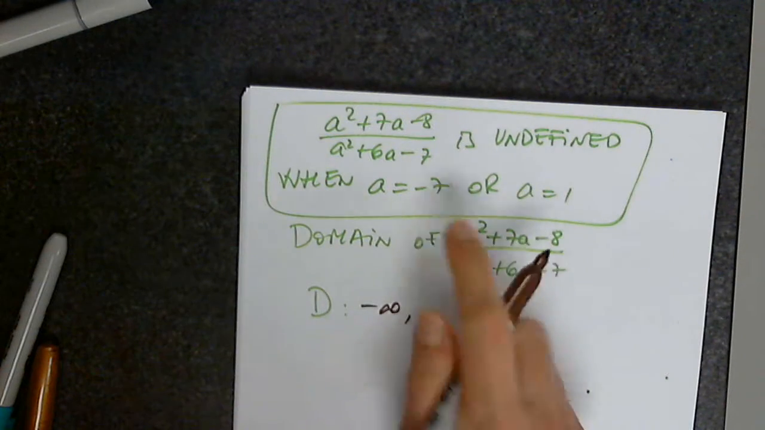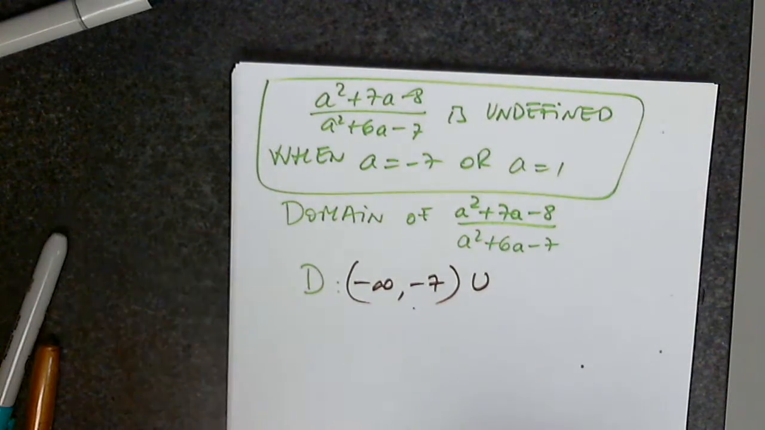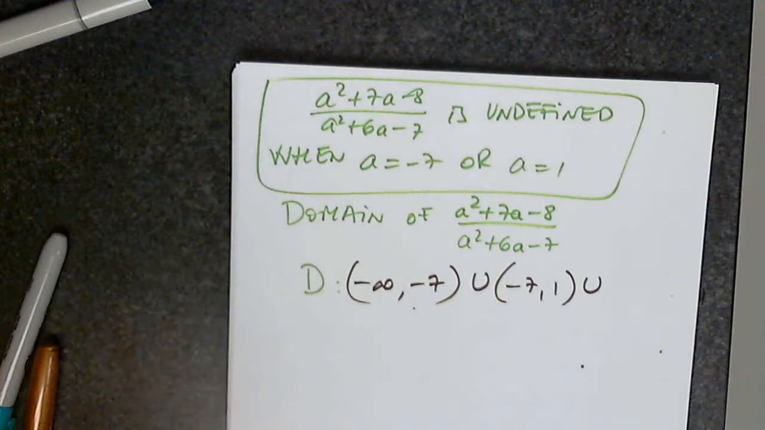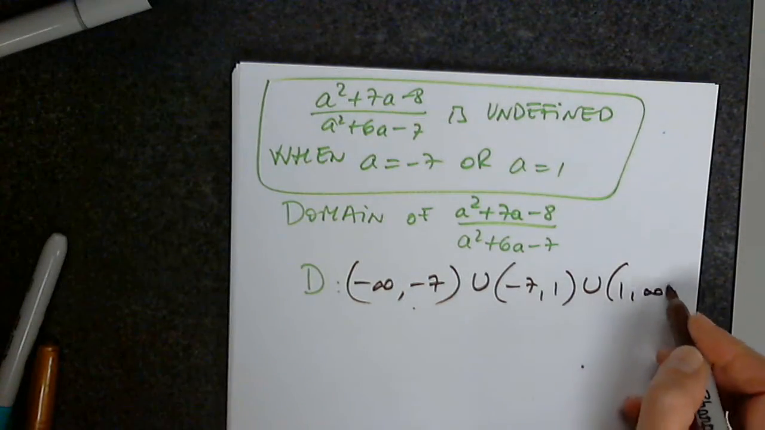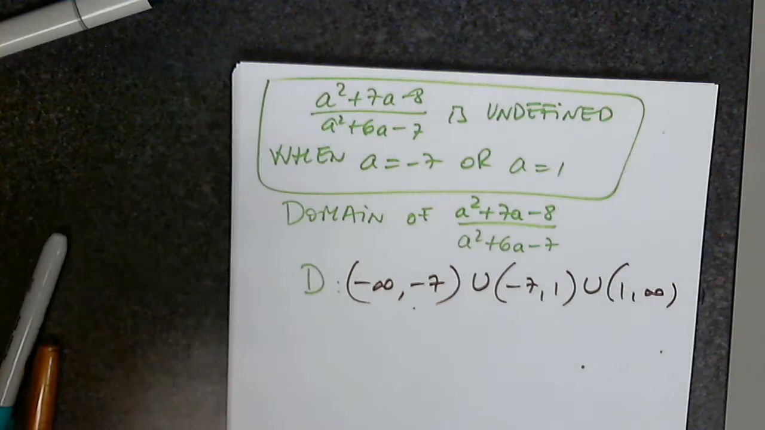To negative 7, union, careful, negative 7 to 1, union, 1 to infinity. In plain English, anything but negative 7 and 1. Is that clear? Good. So remember these two concepts.